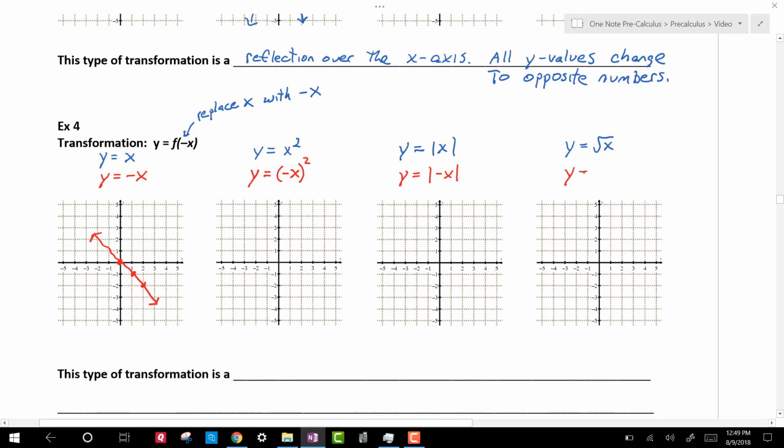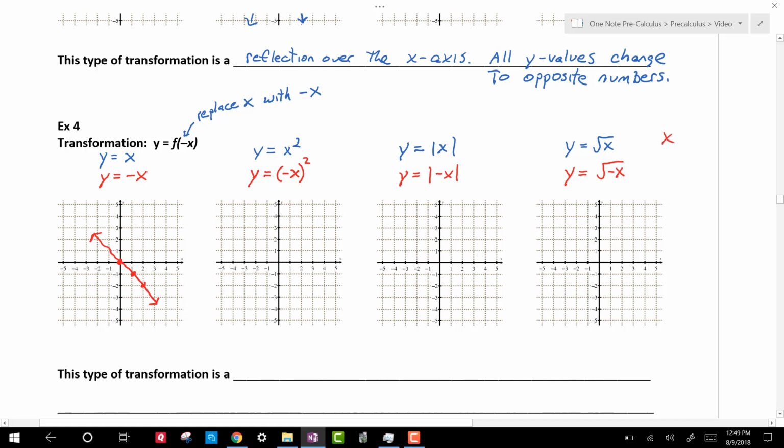And then y equals the square root of -x. And then your first thought is probably, oh, well, that's not going to work because now x is negative and you can't have negative square roots. That's true if I plug in positive numbers. If I plugged in +1, it wouldn't work. All right? But think about this.